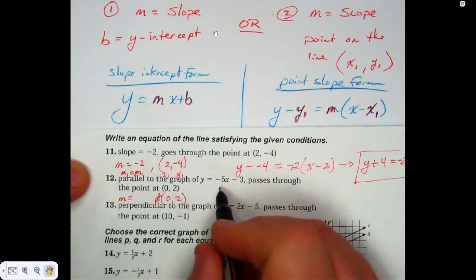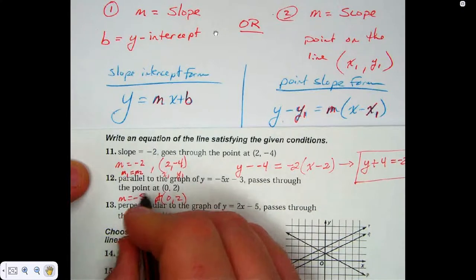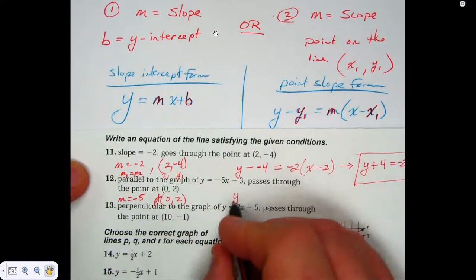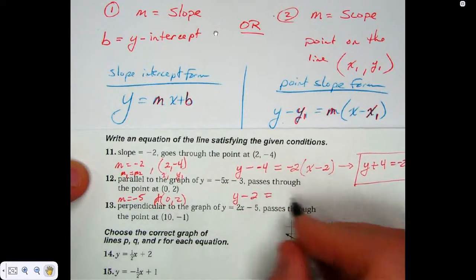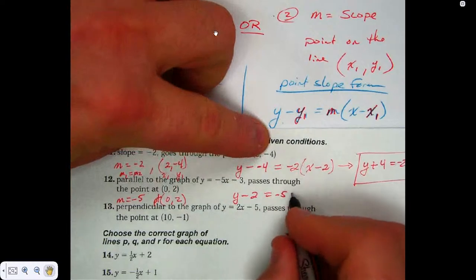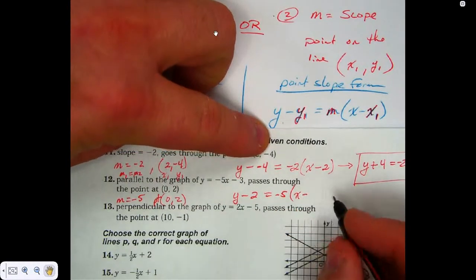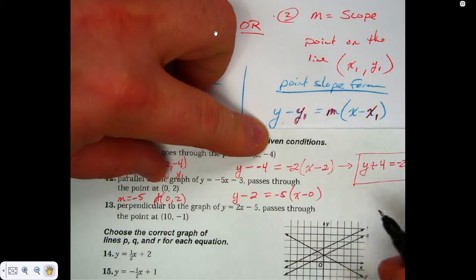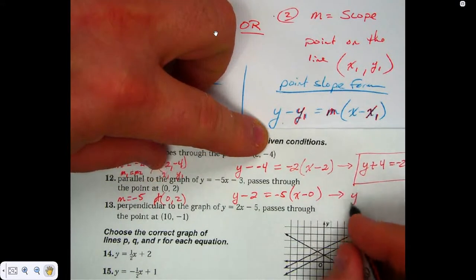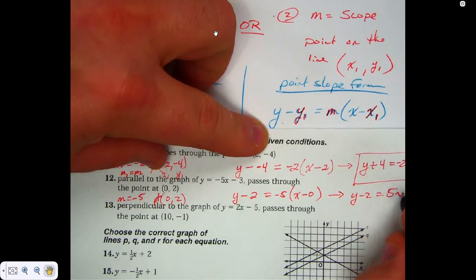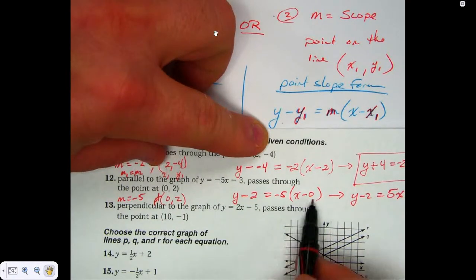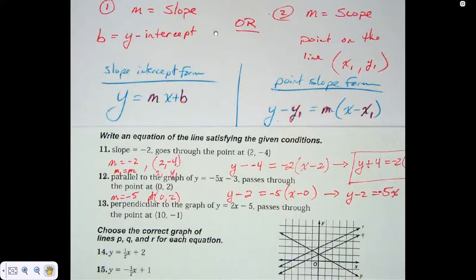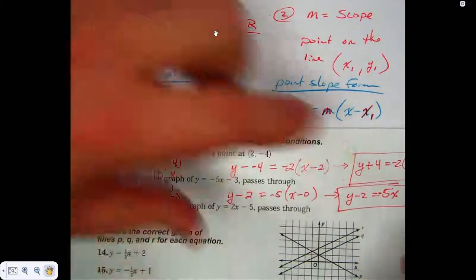What is the slope of this line? No, it's not negative 5x, it's just negative 5. Very good. So do I have what I need? So it's y minus 2 is equal to, what's my slope? Negative 5 times x minus, what's my x? 0. I could clean this up and just say y minus 2 is equal to negative 5x, couldn't I? Because x minus 0 is x, so it needs to be negative 5x. There's my answer. Not so bad, is it?